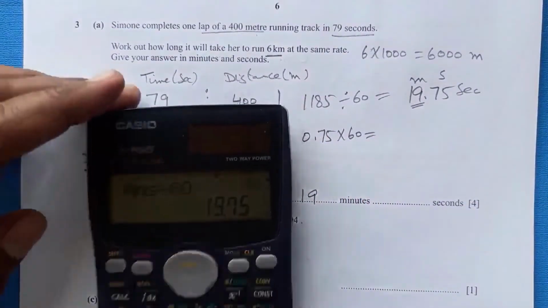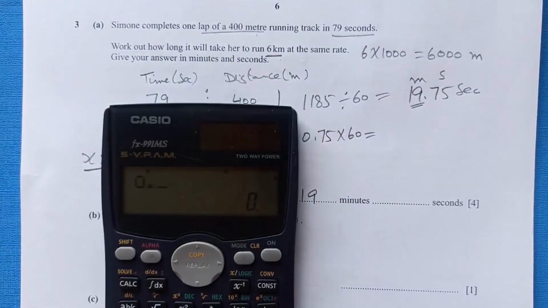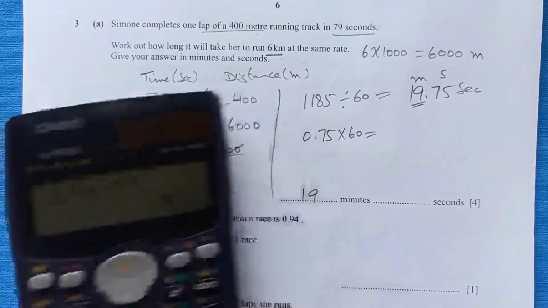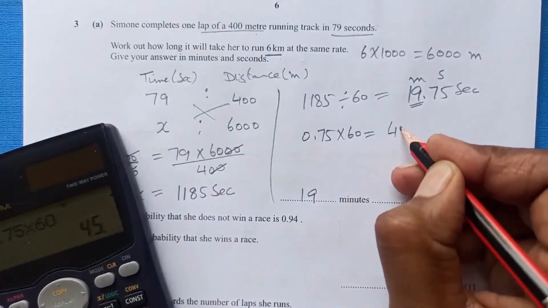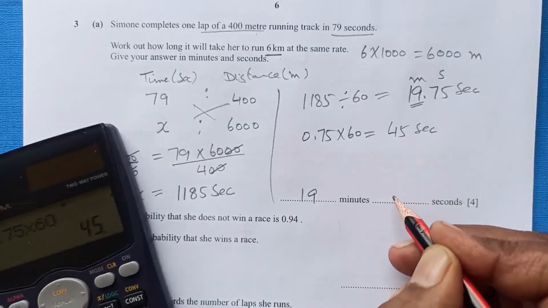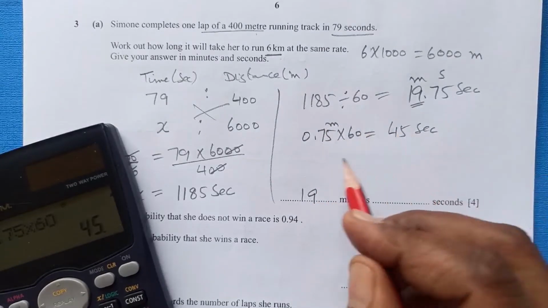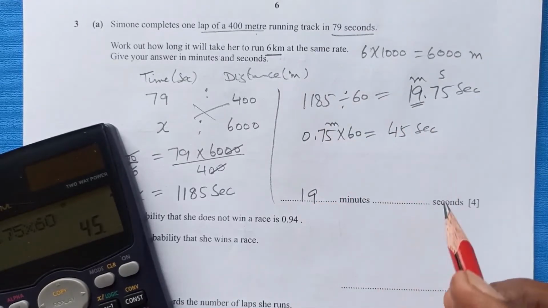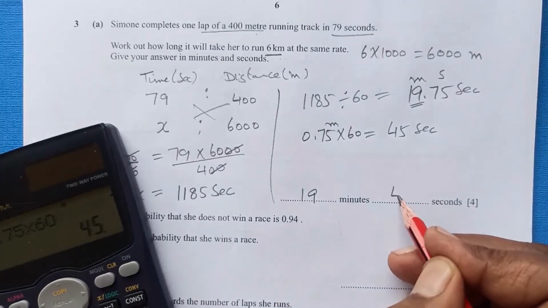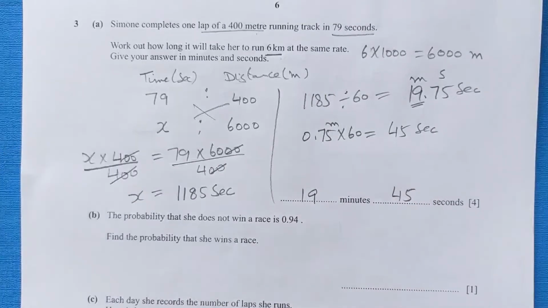So 0.75 times 60 is 45, so this is 45 seconds. These are 0.75 minutes, so to convert into seconds, we have to multiply by 60. So this is 45 seconds.